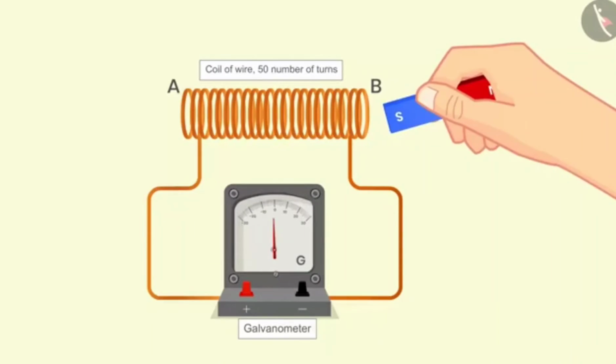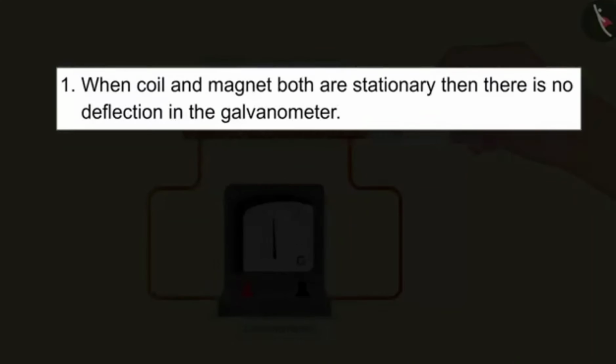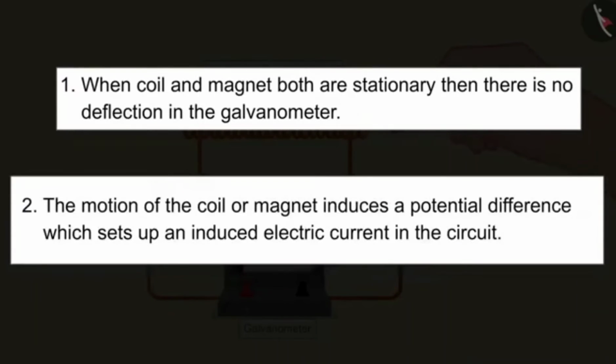So we can infer from this activity that when the coil and magnet both are stationary, then there is no deflection in the galvanometer. The motion of the coil or magnet induces a potential difference which sets up an induced electric current in the circuit.